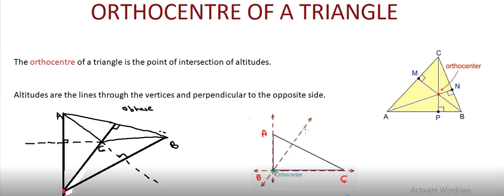So these lines are the altitudes of the right angled triangle ABC and their point of intersection is at B. So for a right angled triangle, the orthocenter will be the vertex at which the angle is 90 degree. So here B has the angle 90 degree. So orthocenter is the point B. For the right angle triangle, orthocenter will be the vertex at which the angle is 90 degree.